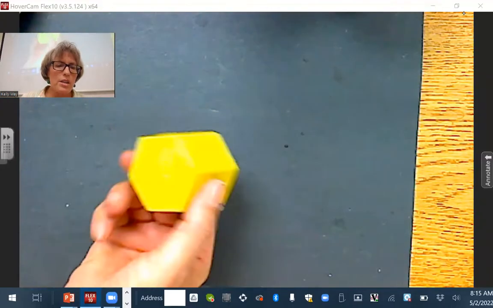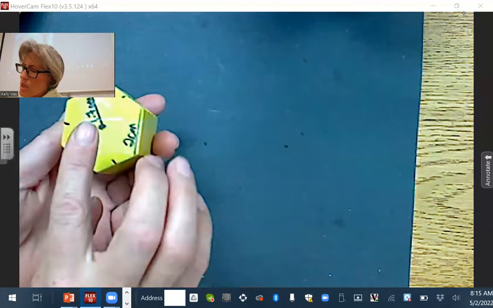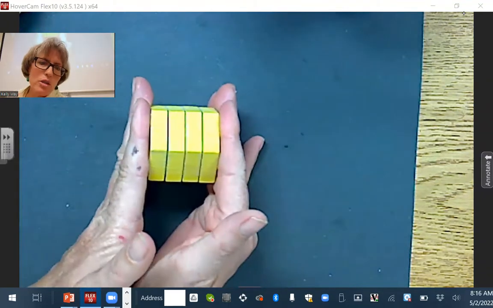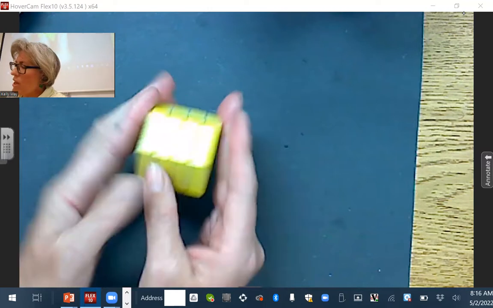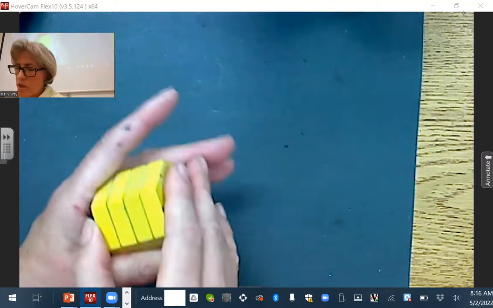So here is a hexagonal prism, and these are the bases. Even if I turn it sideways, they're still the bases. And then they're connected by rectangles. All of these are rectangles.